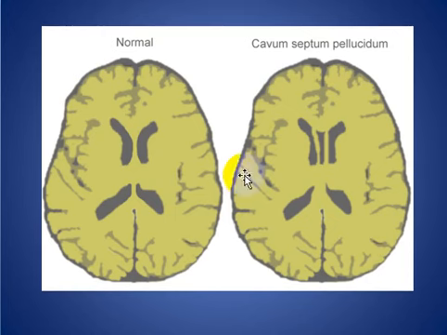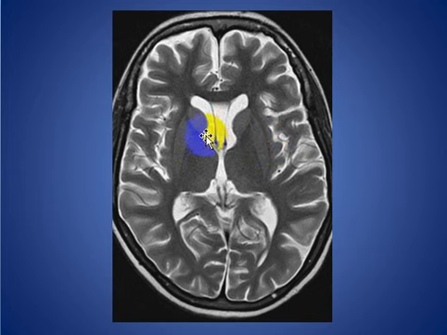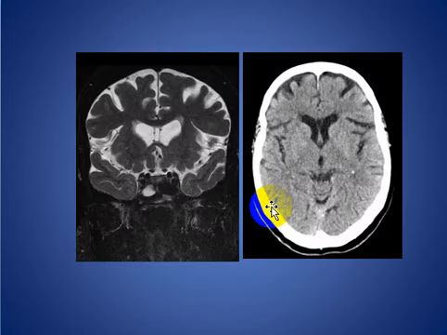Here this is a normal patient, and here this is the cavum septum pellucidum between the frontal horns. Here is another patient with cavum septum pellucidum between the frontal horns, of CSF intensity in this T2 weighted image.